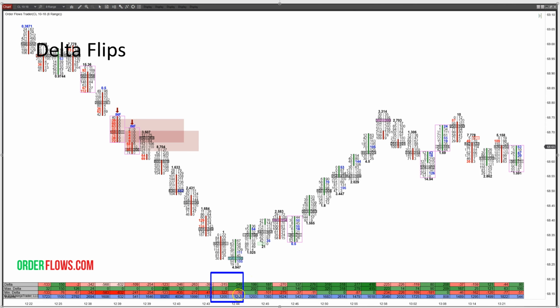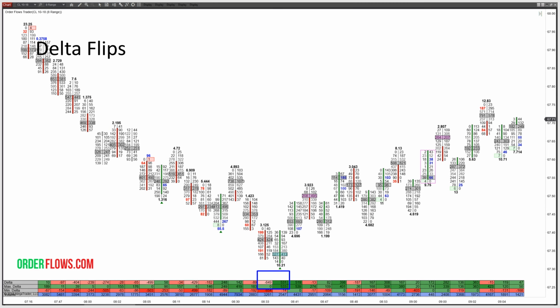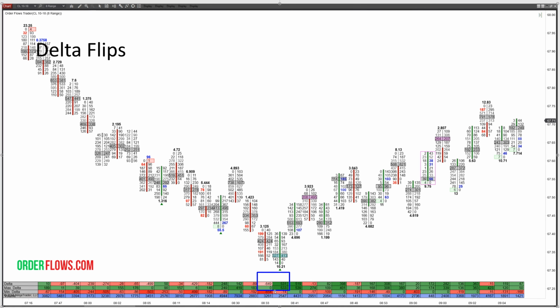but I'm going to show you in a minute another way to look at it so that you can see things a little bit more clearly, because sometimes you sort of get this intervening bar in between. And this is another example here.